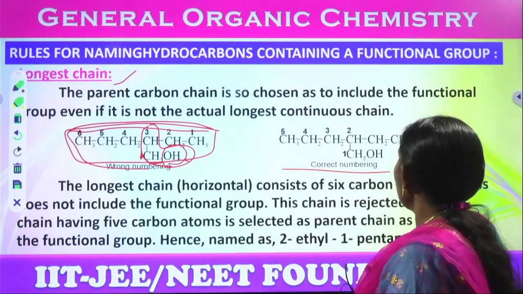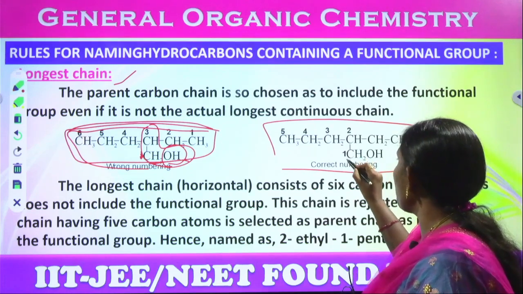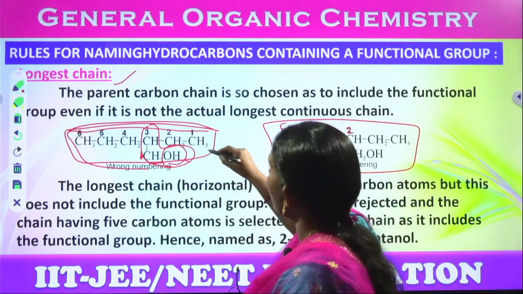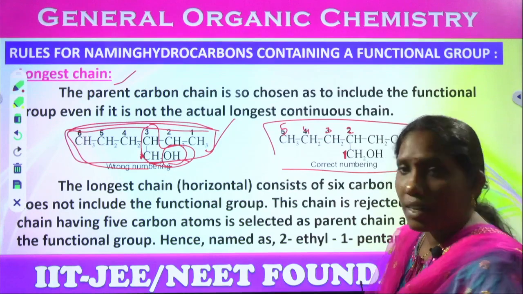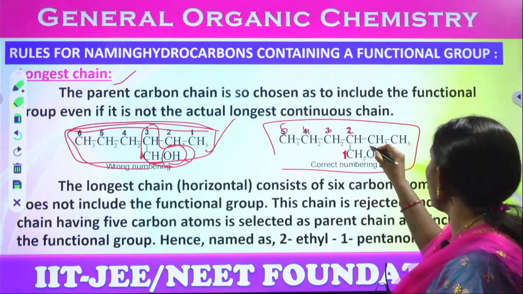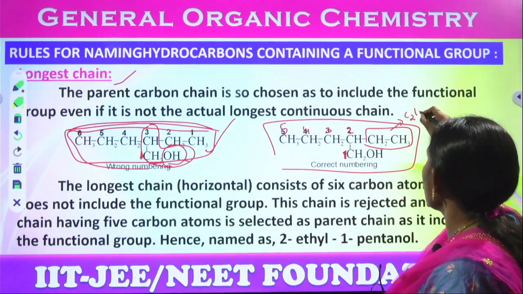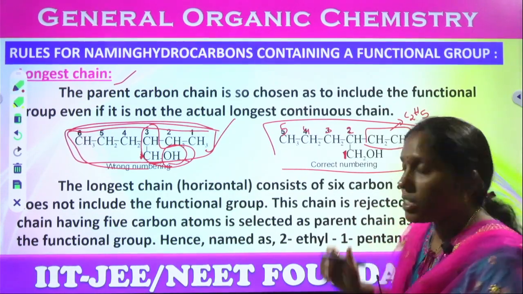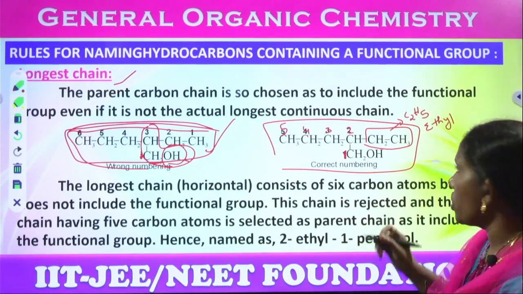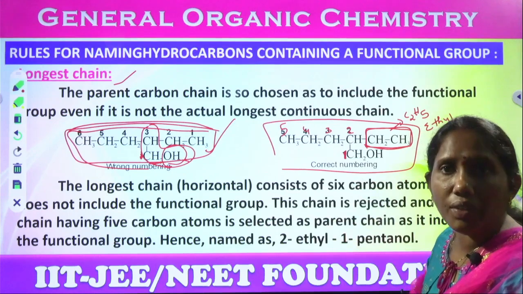Suppose we see here, the alcoholic functional group-containing carbon is given preference: 1, 2, 3, 4 and 5. If you take the straight chain it becomes hexane, but here it is coming to pent, meaning a 5 carbon chain. The remaining part is CH2CH3, which we can write as C2H5, and C2H5 is ethyl. So this complete group we take as the substituent.